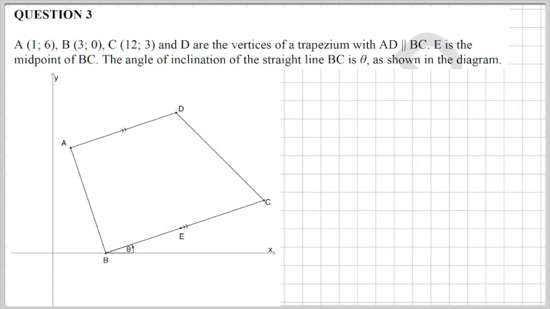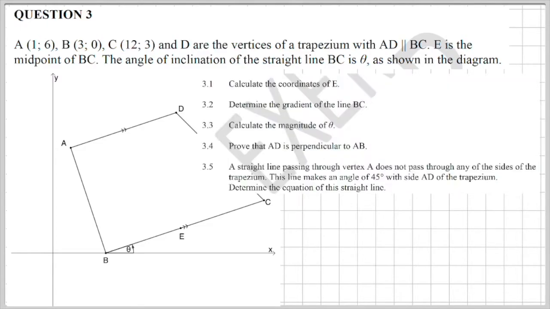So as part of part one, I want you to take in this information. They're asking: A, B, C, and D are the vertices of a trapezium, E is the midpoint, and the angle of inclination of the straight line BC is theta, as shown below. These are the questions. Calculate the coordinates of E, etc. I'm going to ask you to hit the pause button on the video and try these yourself until you are ready, and then you continue with this video where I'm going to show you how I would answer these questions.